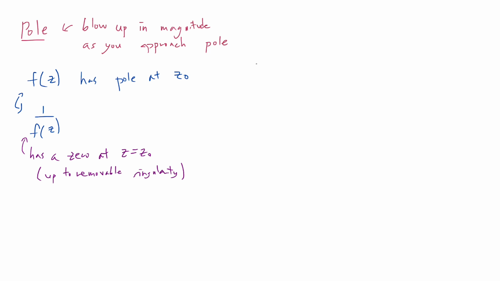So for example, a trivial example is, say f of z is equal to 1 over z squared at z equals 0. This is a pole. This is a double pole of order 2. When I look at 1 over f of z, then up to removable singularity, this is really z squared, and this has a 0 at 0, right? So this would be one example.